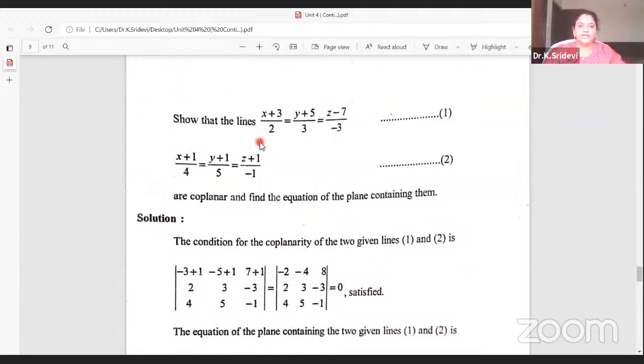From the first line, the point is minus 3, minus 5, and 7. From the second one, the point is minus 1, minus 1, minus 1. So what is x1? Minus 3. What is x2? Minus 1. So x1 minus x2 is minus 3 plus 1. What is y1? Minus 5. So y1 minus y2 is minus 5 plus 1.